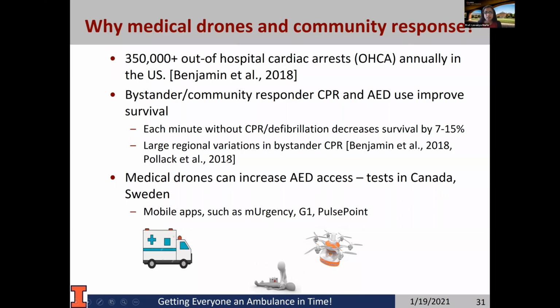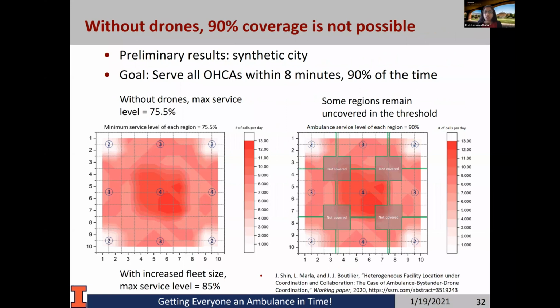So there are apps such as Emergency and Jeevan in India, Pulse Point in Canada, and so on, that actually try to serve these with or without the drones. And so we were trying to capture, if we looked at a stylized model of a synthetic city, if I want to serve all these high priority emergencies within a threshold of 8 minutes, let's say 90% of the time, then what can we do?